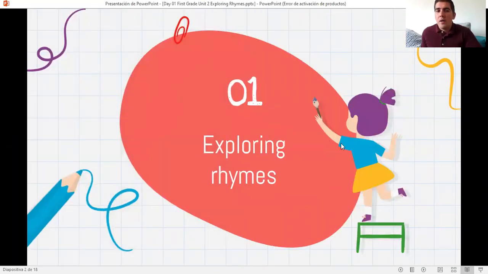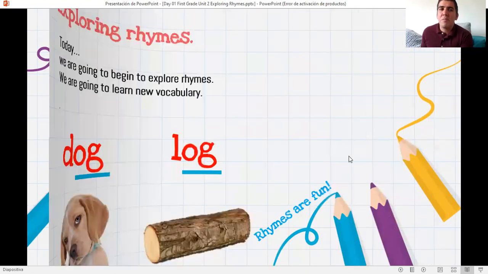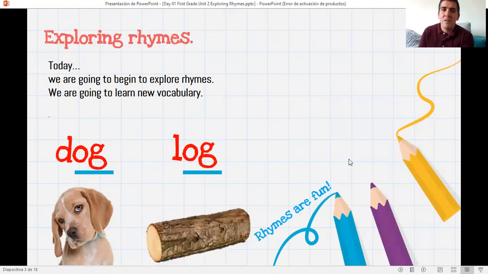Day number one, exploring rhymes. Today we are gonna explore some rhymes. We're gonna begin to explore rhymes and we're gonna learn new vocabulary. We're gonna use the rhymes to learn vocabulary, okay?